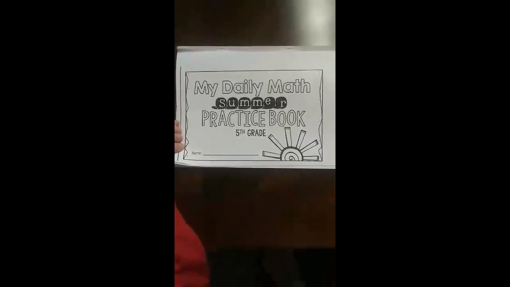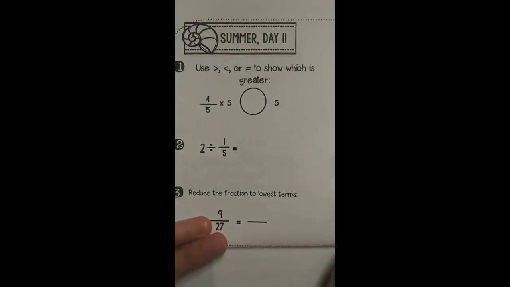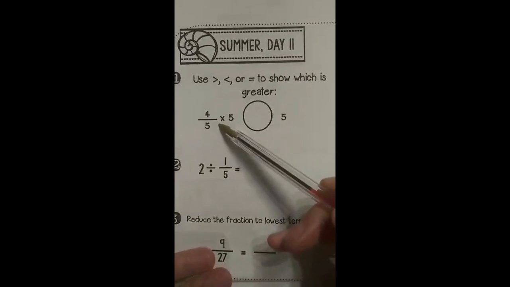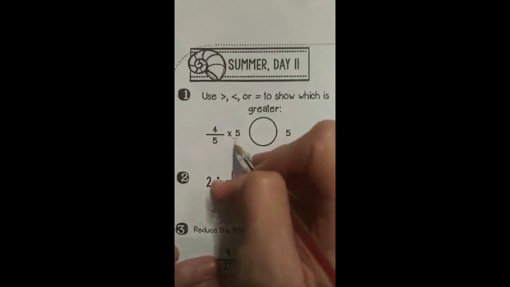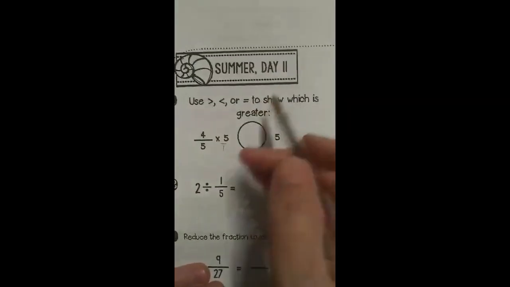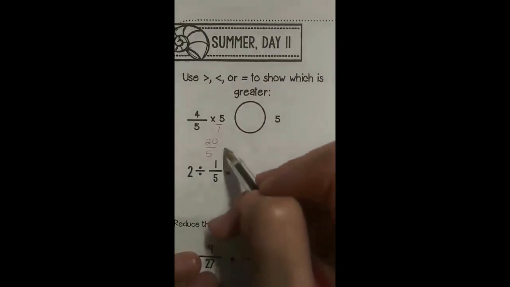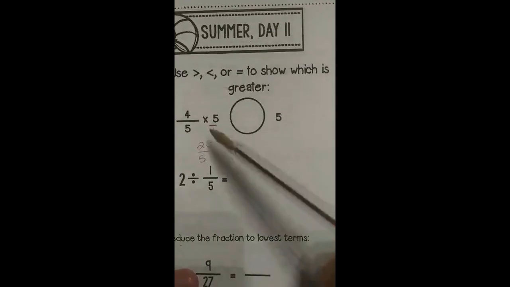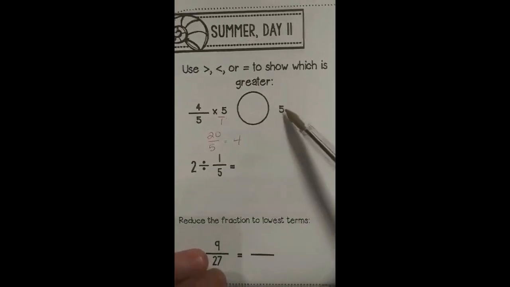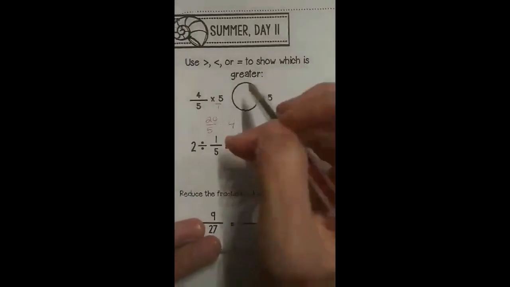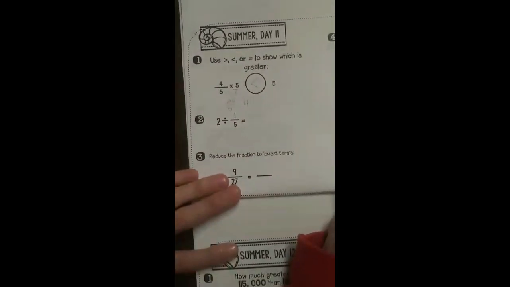Time to correct our white packet. So please open up your white practice packet to day 11 that was due today. Take a look at number 1. The first thing I would have done would have been to solve this left side. So I would have put 5 over 1. So 4 times 5 is 20 over 5. 20 divided by 5 equals 4. So the left side equals 4, the right side equals 5, so 5 is greater than 4.